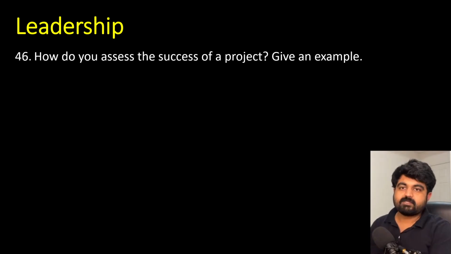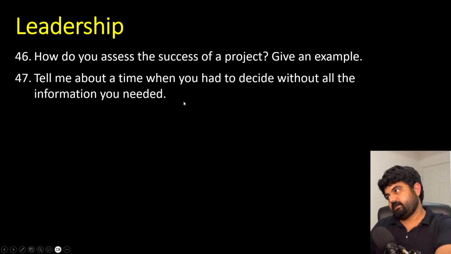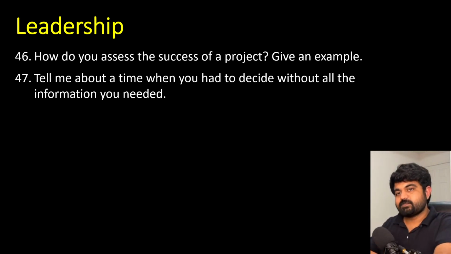So yeah, it depends on what type of example you are going to give. Next is, tell me about a time when you had to decide without all the information you needed. Now this is a tricky question. The question is, why was all the information not available at your hand? That is the first question.